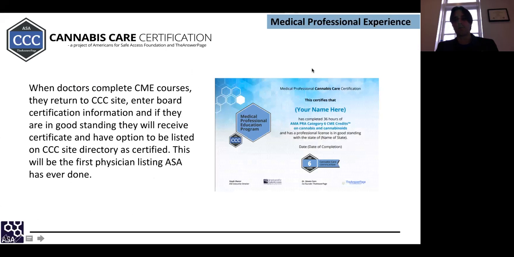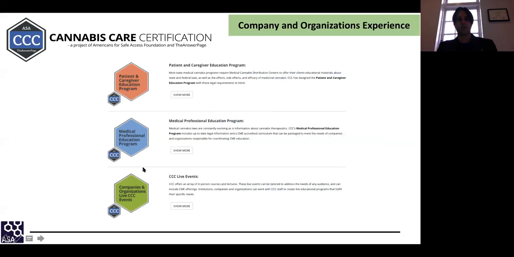And so when you complete your program through CCC, this is what it looks like. The AMA PRA category, 6 CME credits on cannabis and cannabinoids, and it gives you the hours completed with your name. And that's basically what the certificate looks like. These are what the programs look like we offer. Like I said, we kind of went over this, the patient education caregiver program, medical professional education program. But we also do live events.